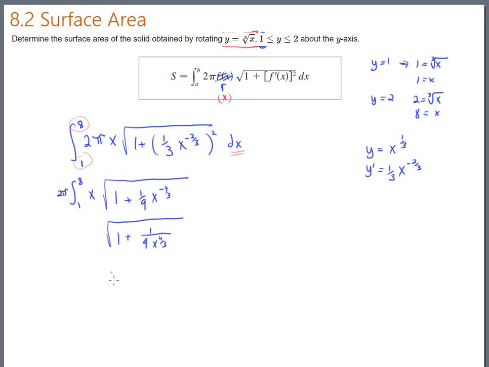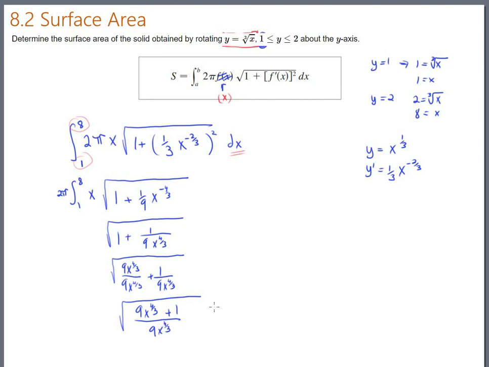I'm going to keep working on the stuff inside the square root for the moment. So let's get a common denominator. That will be 9x to the 4/3 over 9x to the 4/3 plus 1 over 9x to the 4/3. Now we've got the common denominator. We can add the two together. So inside the root, we have 9x to the 4/3 plus 1, all over 9x to the 4/3.